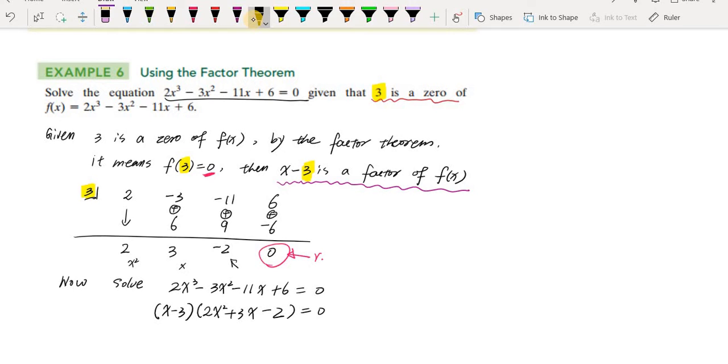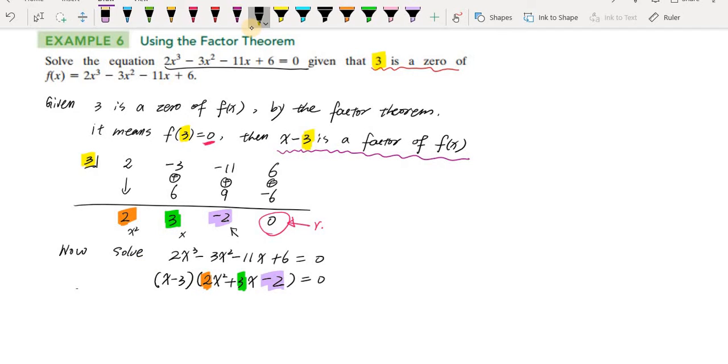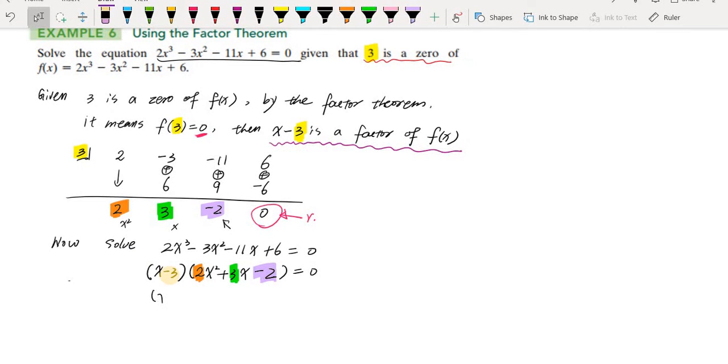So again, where those numbers come from, we use the given zero as c to use synthetic division to solve it. We verify the remainder is 0, and then we're going to write x minus 3 and 2x squared plus 3x minus 2. That is where all the numbers come from. So once we have this, now we can actually factor this part: 2x minus 1 and then x plus 2.